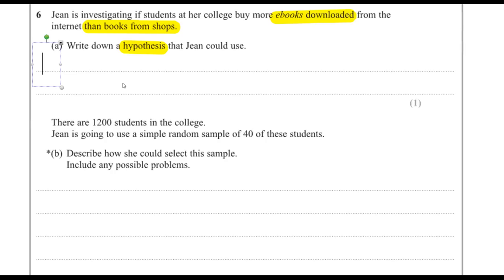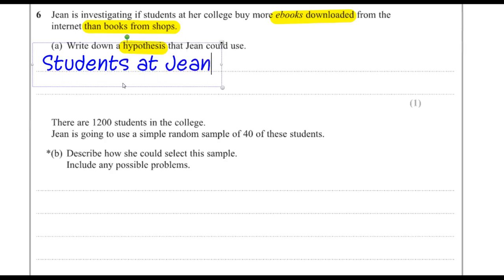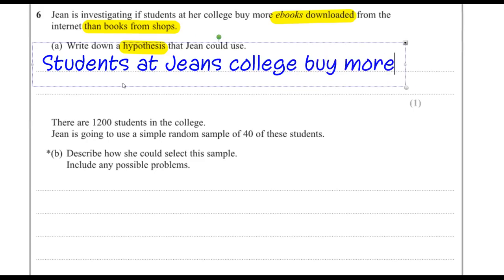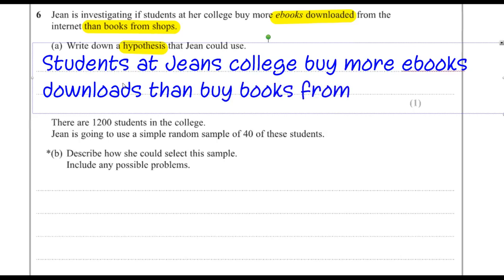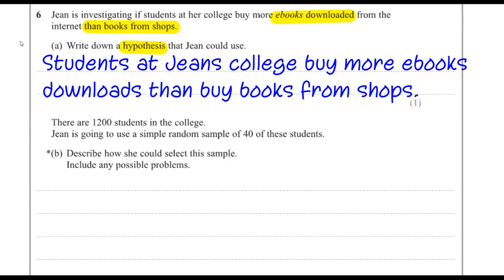Okay, so students at Jean's college buy more e-book downloads than buy books from shops. Okay, so we made a prediction that we can test. That's called a hypothesis.